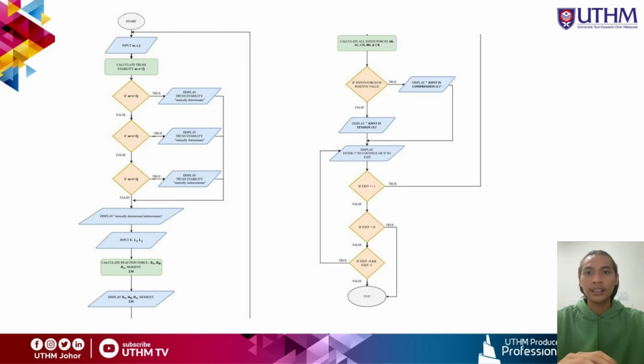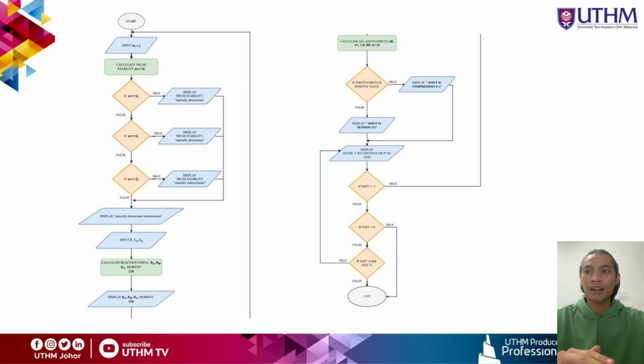After that, it will display all the calculation for RA, RB, HA and the total moment. You can also start to calculate all the joint forces AB, AC, CD, BD and CB. If all the joint forces are positive values, it is true and the display will be joint is compression. But if the joint forces are false, it will display joint is tension.